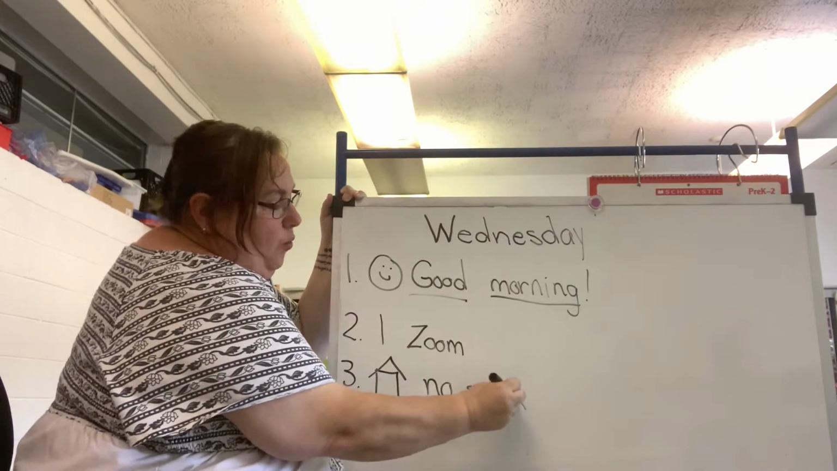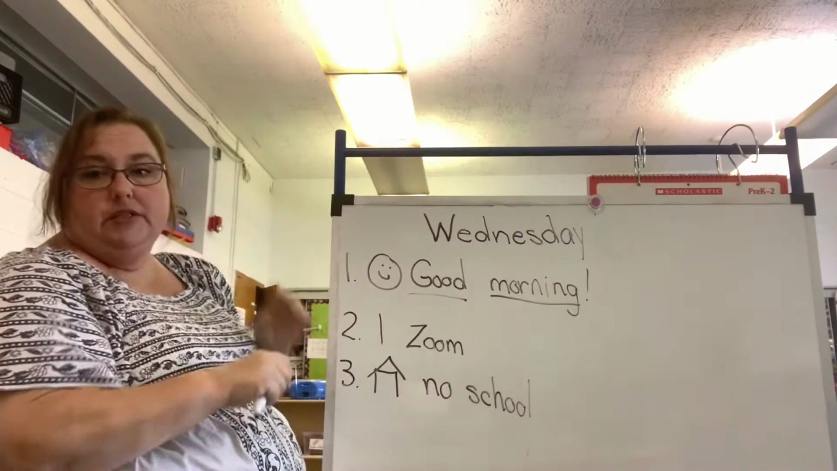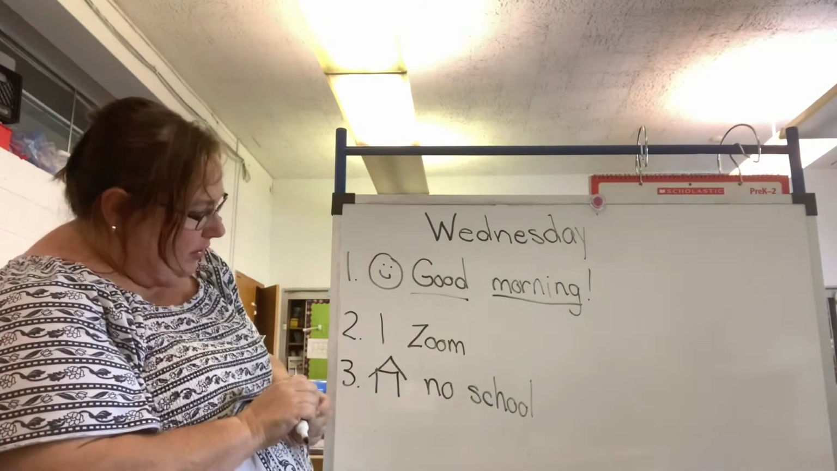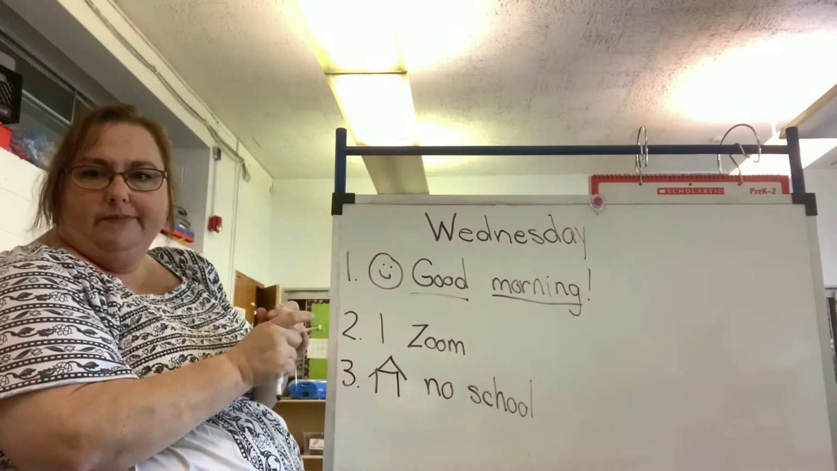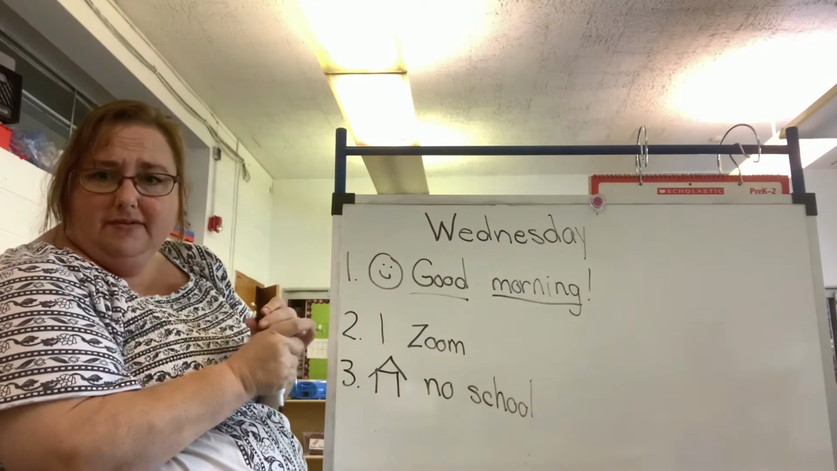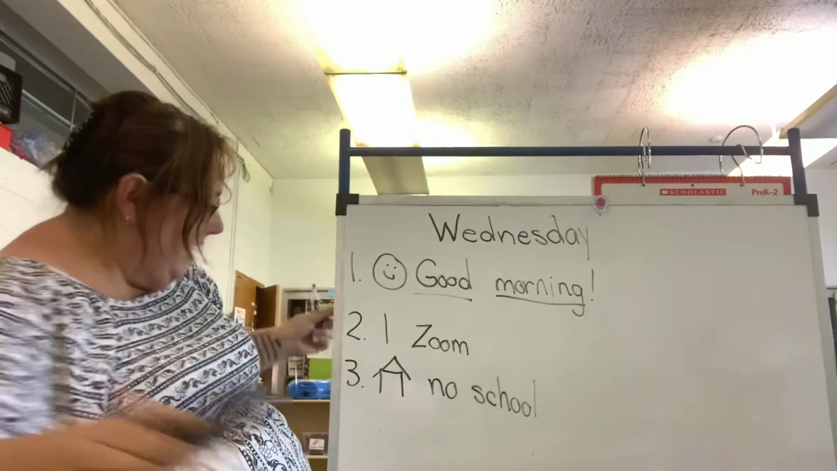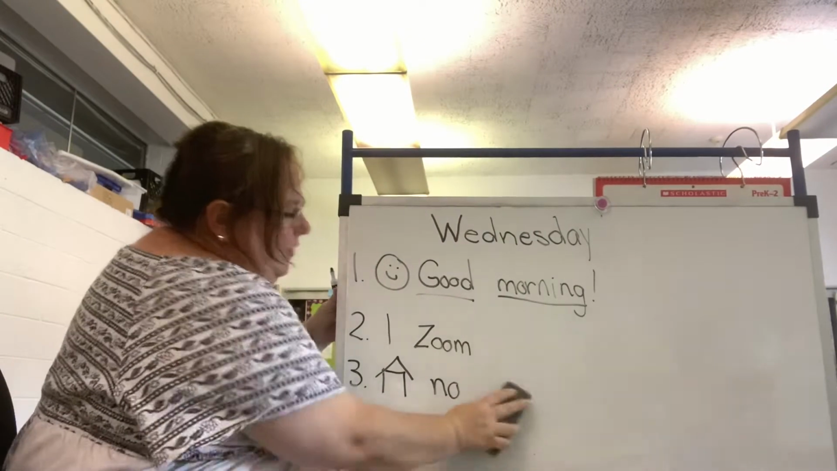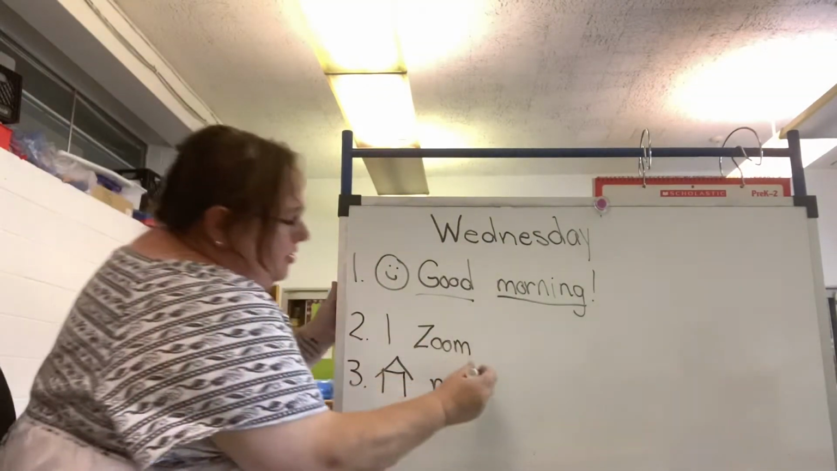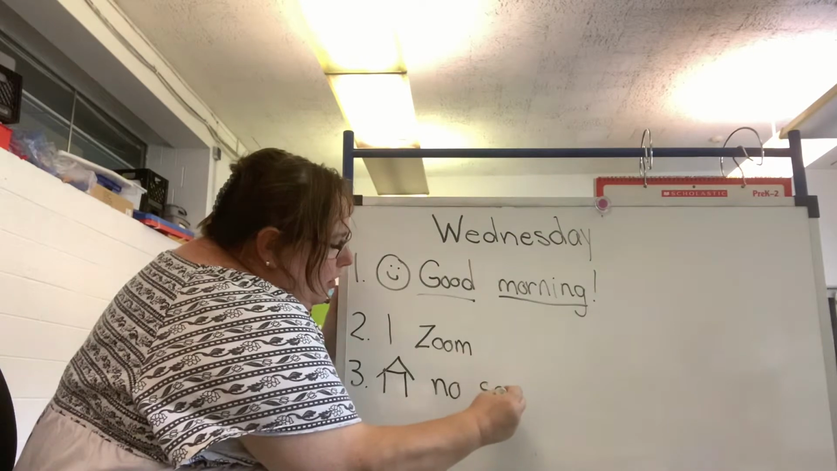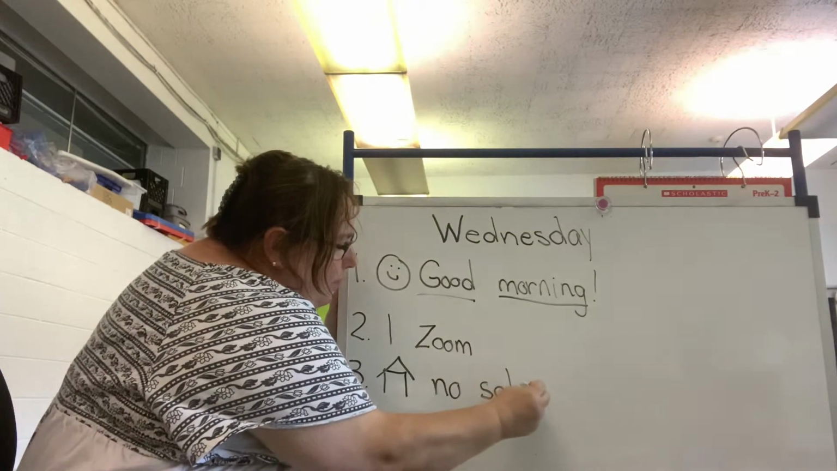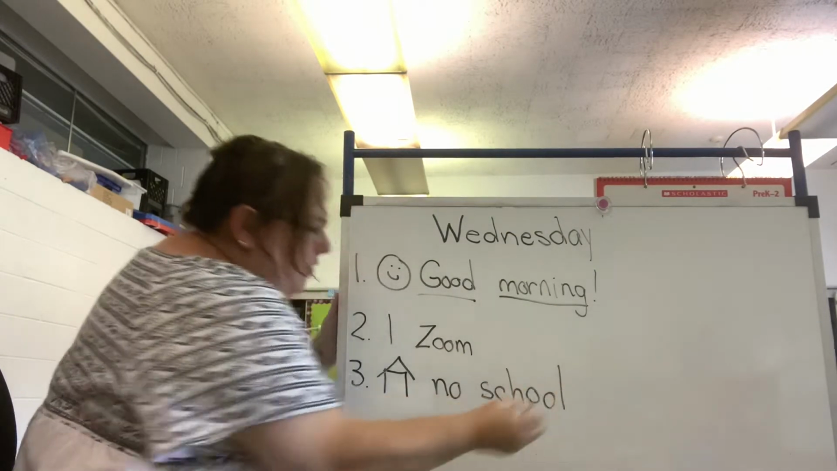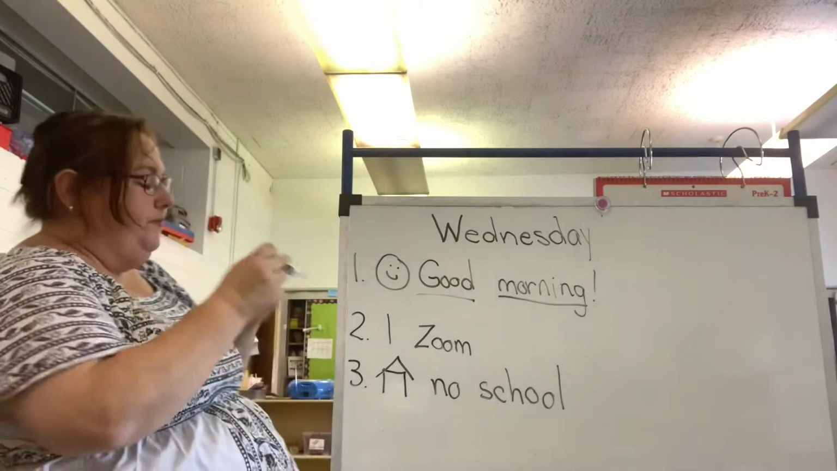So I'm going to sing What's the Weather right now, since we can't do it together. Ooh, Miss Marlene's really writing crooked down the board. I need to write in a straight line. Let me erase that. Hopefully it's not crooked now. Oh, it's a little better.